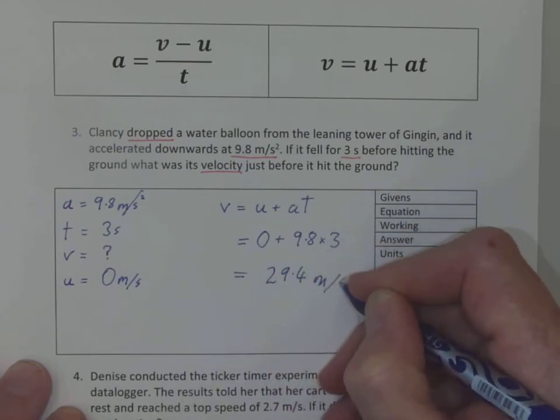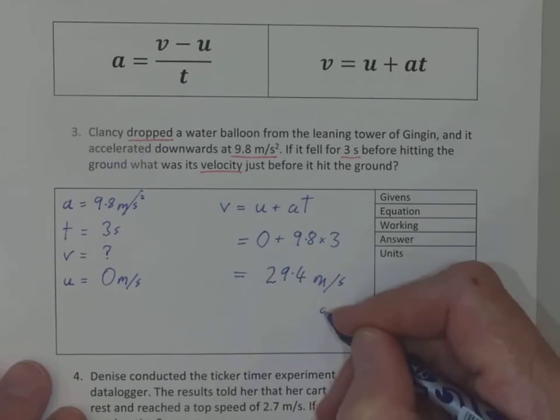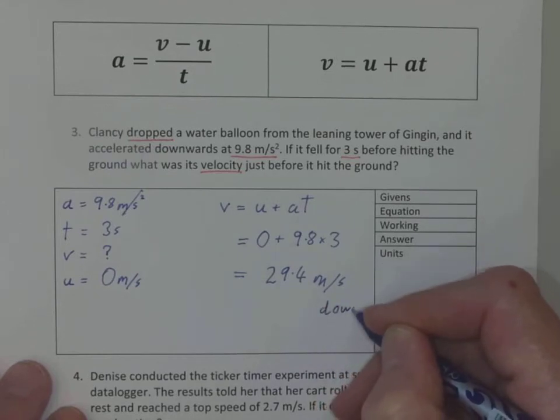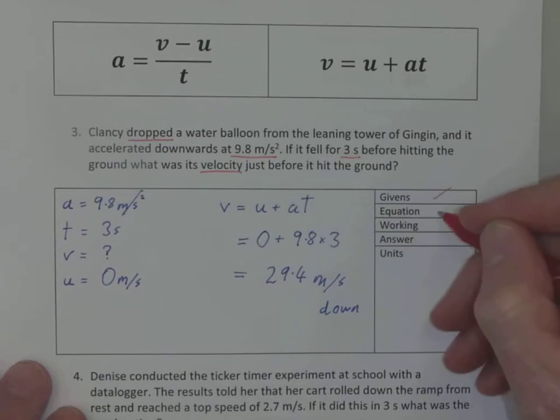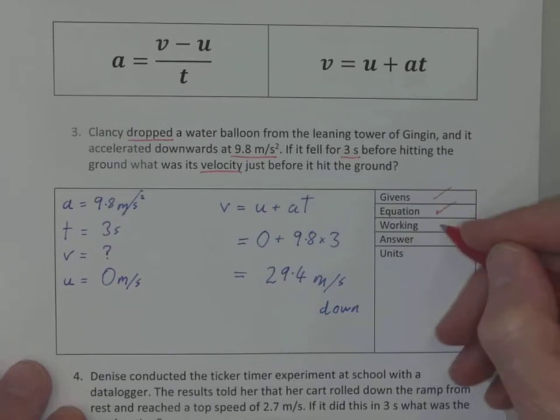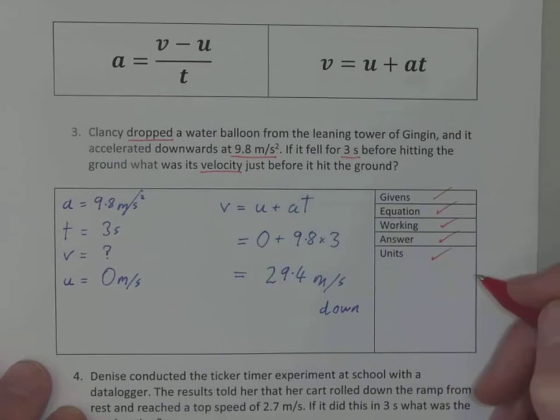metres per second. And velocity, it's asked for velocity, which is a vector, so I should probably give a direction: down. So I have listed my givens, shown my equation, shown my working, given my answer, shown my units, and I've remembered that it is a vector, so I've given a direction as well.